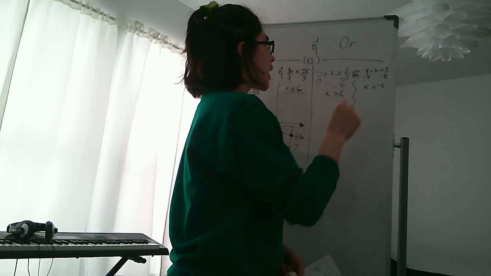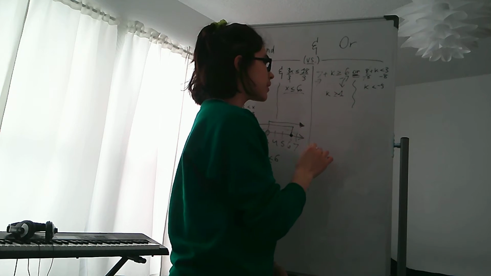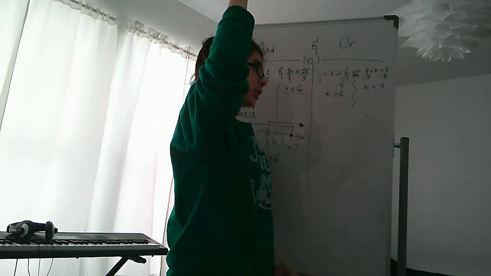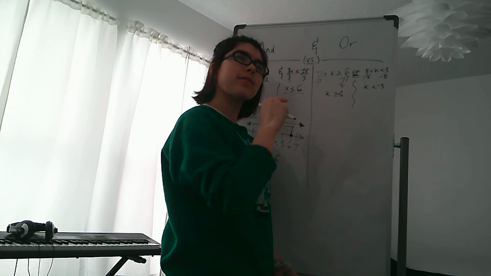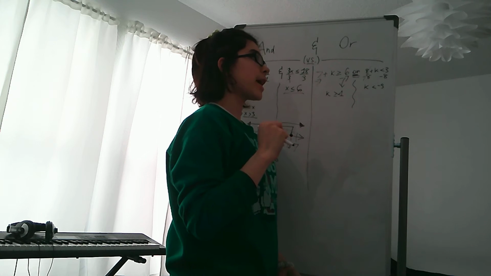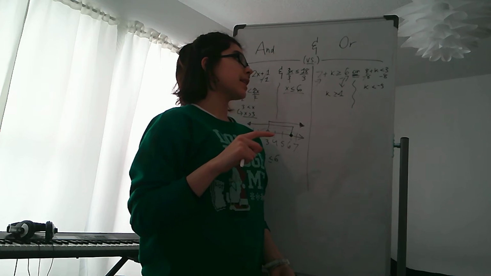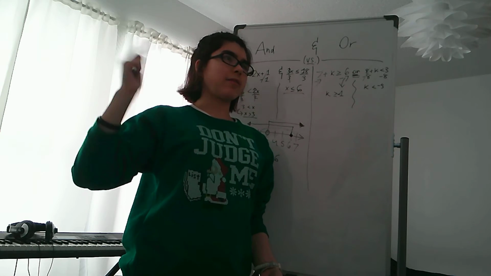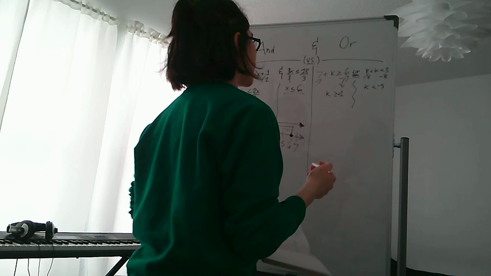So you can see why this is an or inequality, because it's got to be greater than -1, or it can be equal to -1, but then it's got to be less than -5. That is why this is or. There is no number that is both bigger than -1 but less than -5. That's why it's an or inequality.